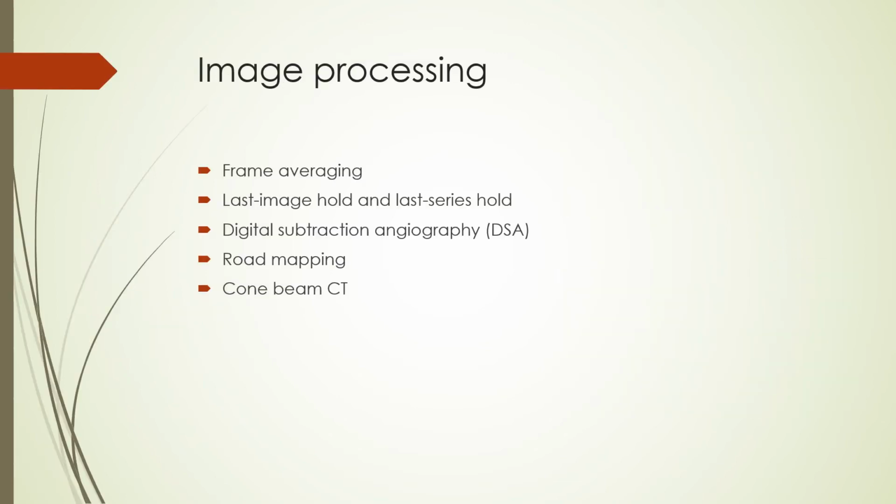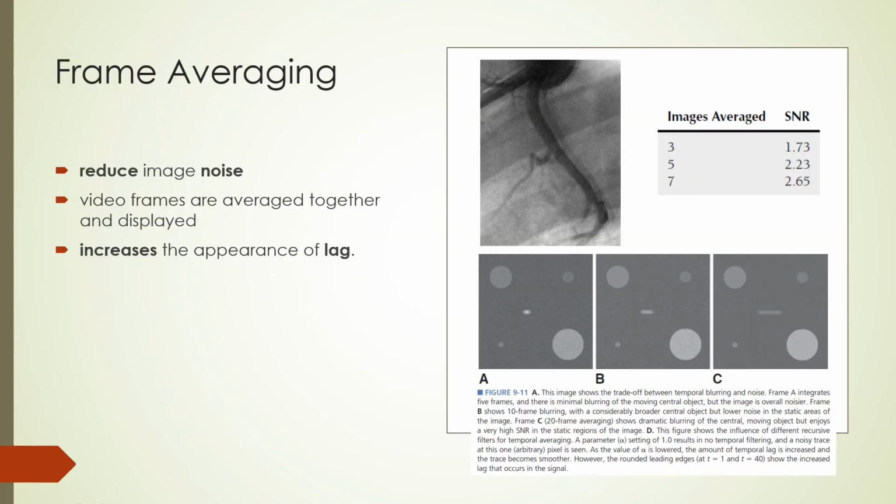Let's now look at some image processing applications. We shall start with frame averaging. An important attribute of fluoroscopy imaging is excellent temporal resolution. But because fluoroscopy uses very low mA, the images are relatively noisy. One way to reduce this quantum noise is to combine multiple frames in a process called frame averaging. In this approach, a series of video frames are averaged together and displayed. While this reduces image noise, it also increases the appearance of lag, particularly with fast-moving, high-contrast objects.